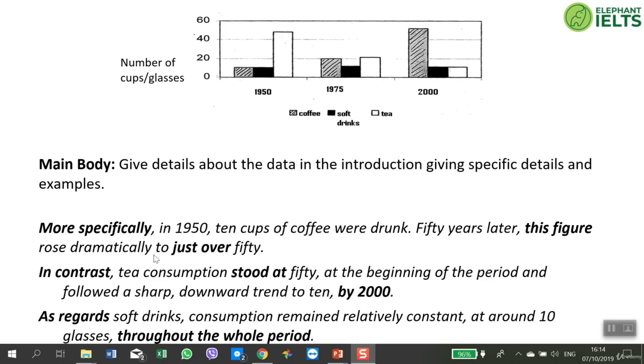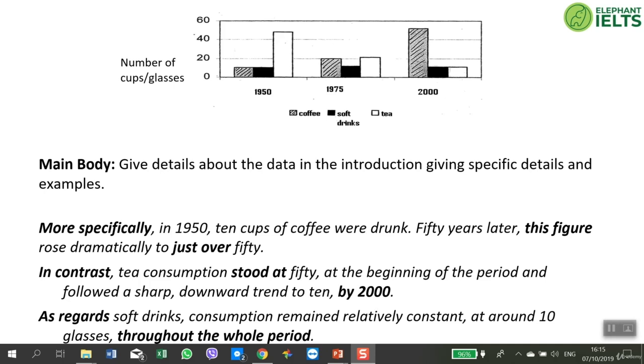So look how I describe tea consumption. In contrast, tea consumption stood at 50 at the beginning of the period and followed a sharp downward trend to 10 by 2000. So look how I have changed my vocabulary. I used "stood at", which is nice for giving details. And again, I changed the way I talk about time: "by 2000".